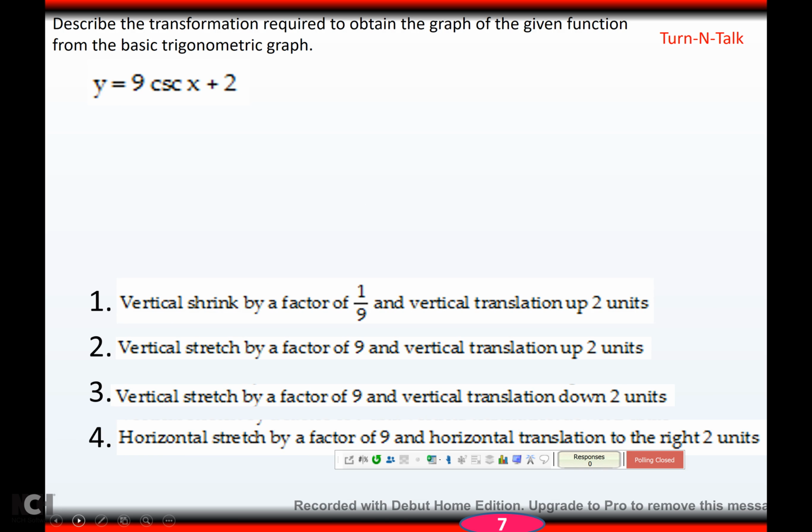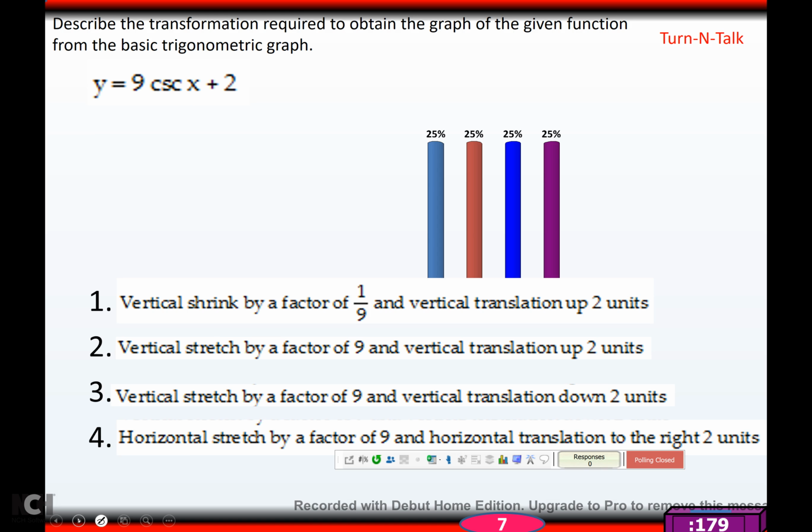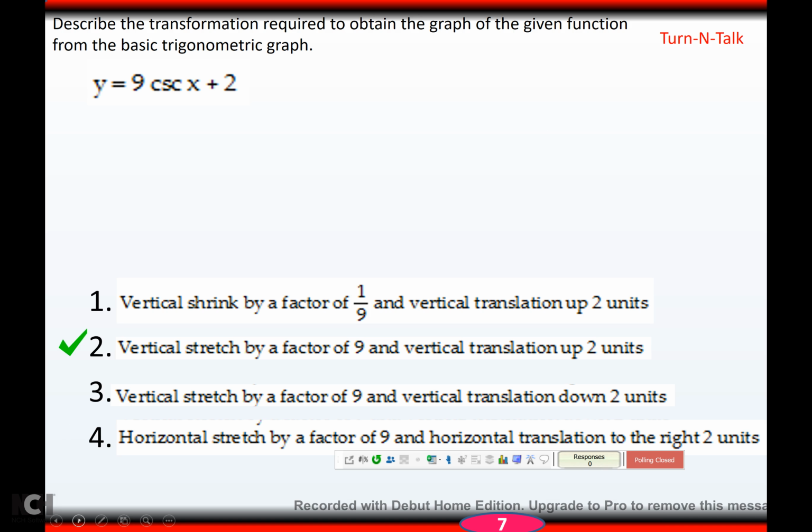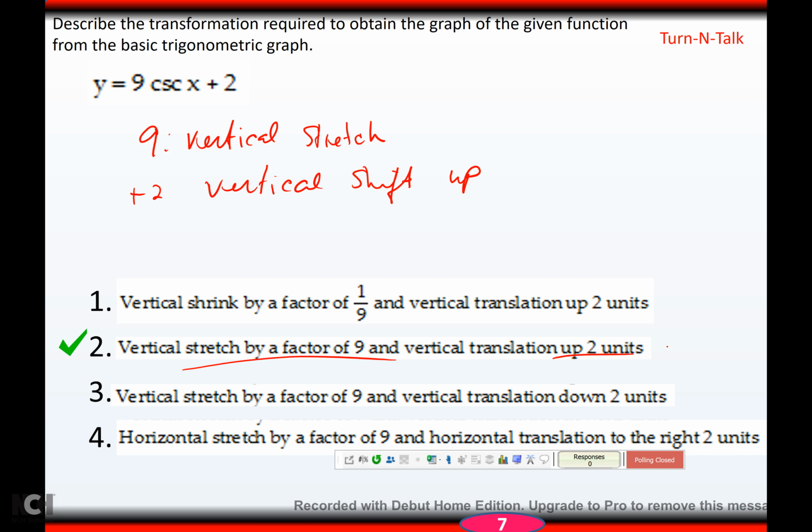Hit pause, come back when you're ready, and hopefully you got 2. The 9 is going to be a vertical stretch. The +2 is going to be a vertical shift up. So you got a stretch of 9 and up 2.